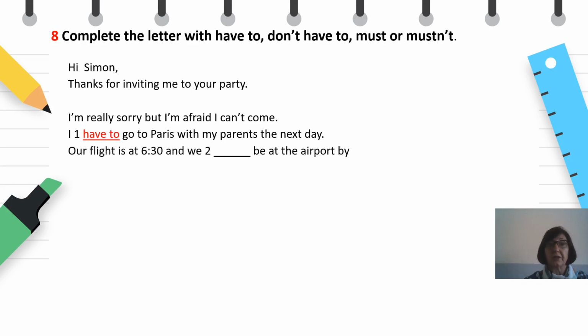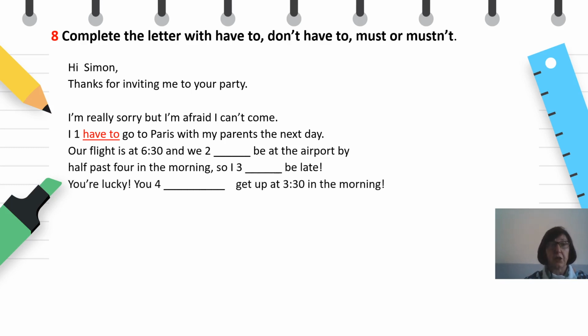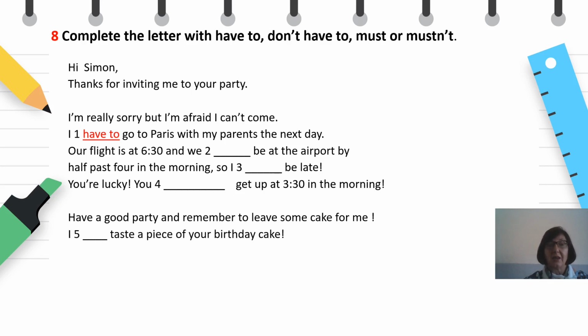Our flight is at 6:30 and we must be at the airport by 4:30 in the morning, so I mustn't be late. You're lucky you don't have to get up at 3:30 in the morning. Have a good party and remember to leave some cake for me. I must taste a piece of your birthday cake. See you when I get back from Paris. All the best, Jamie.